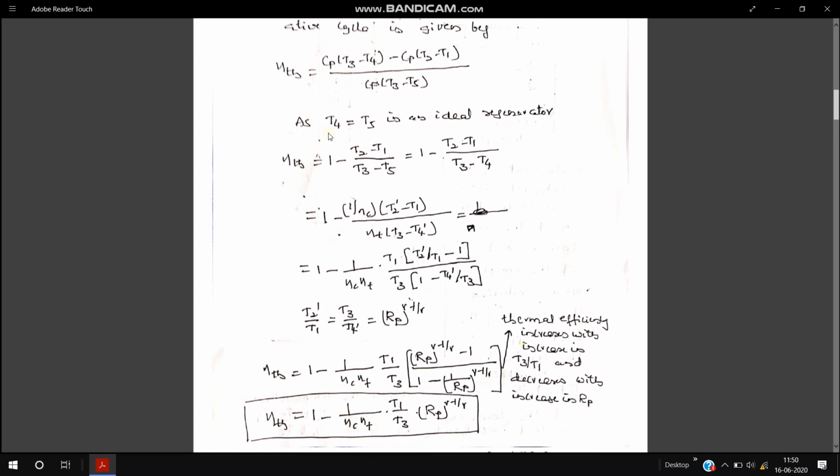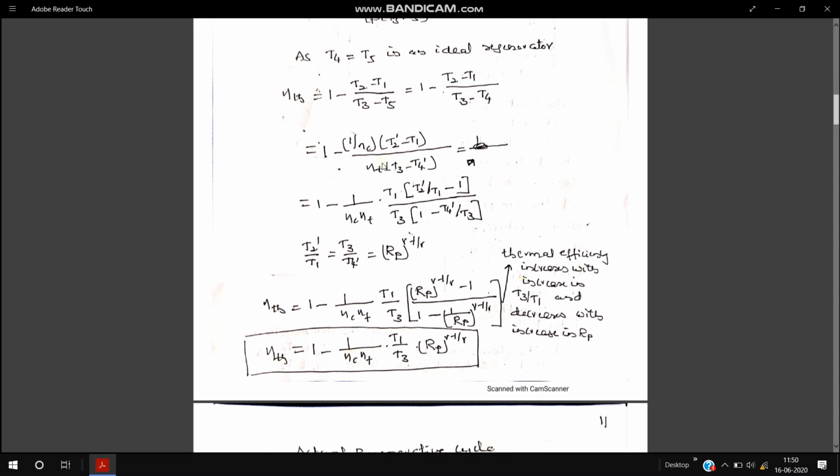So then the thermal efficiency of a regenerative cycle is given by Cp(T3 minus T4) minus Cp(T2 minus T1) divided by Cp(T3 minus T5). As T4 equals T5 in an ideal regenerator, the thermal efficiency is equal to 1 minus (T2 minus T1) divided by (T3 minus T5), which is equal to 1 minus (T2 minus T1) divided by (T3 minus T4). So T2 minus T1 equals 1 by eta C times (T2 dash minus T1), and T3 minus T4 equals eta T times (T3 minus T4 dash).